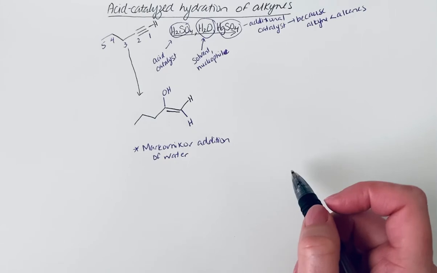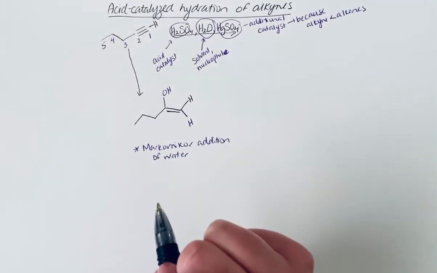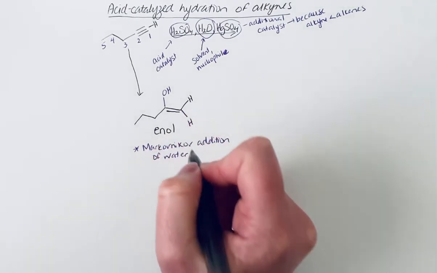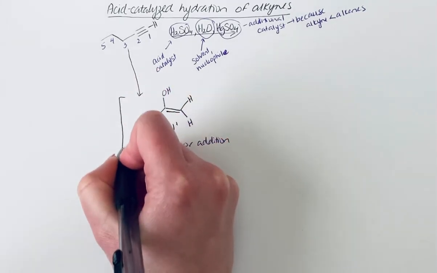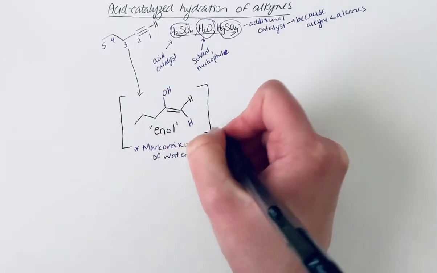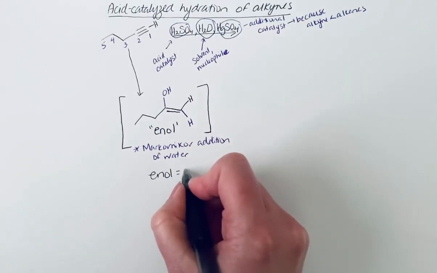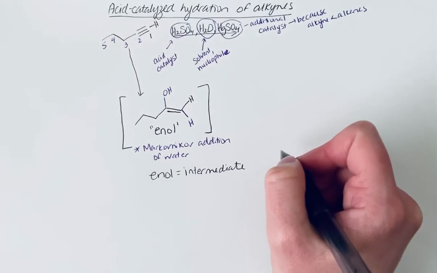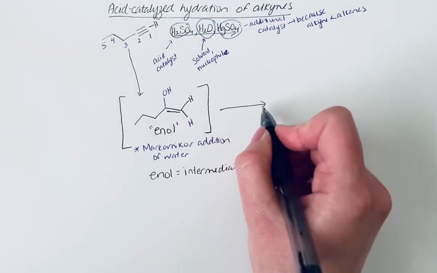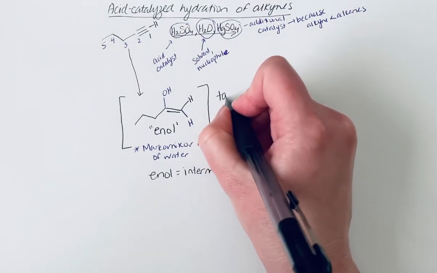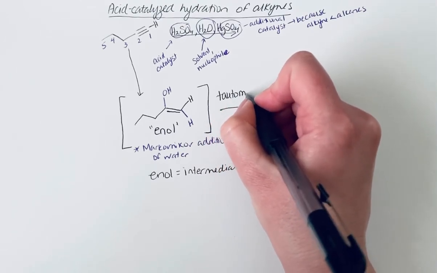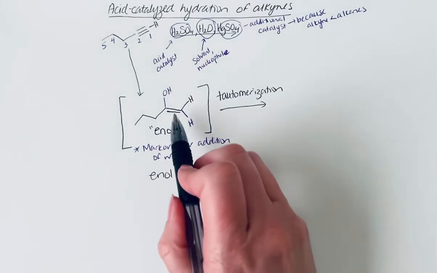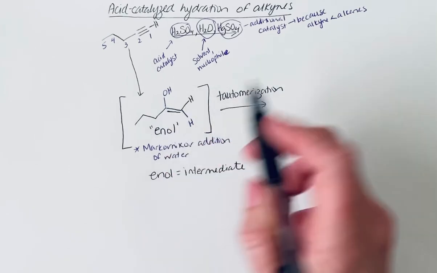This initial product that we form has an alkene and an alcohol on the same carbon, and this is something that is then known as an enol, ene for alkene, ol for alcohol. So this enol is an intermediate in the reaction. And this intermediate is not stable. This will immediately rearrange and undergo what is called a tautomerization. And what will happen in this tautomerization is essentially this double bond is going to move up to give us a ketone.